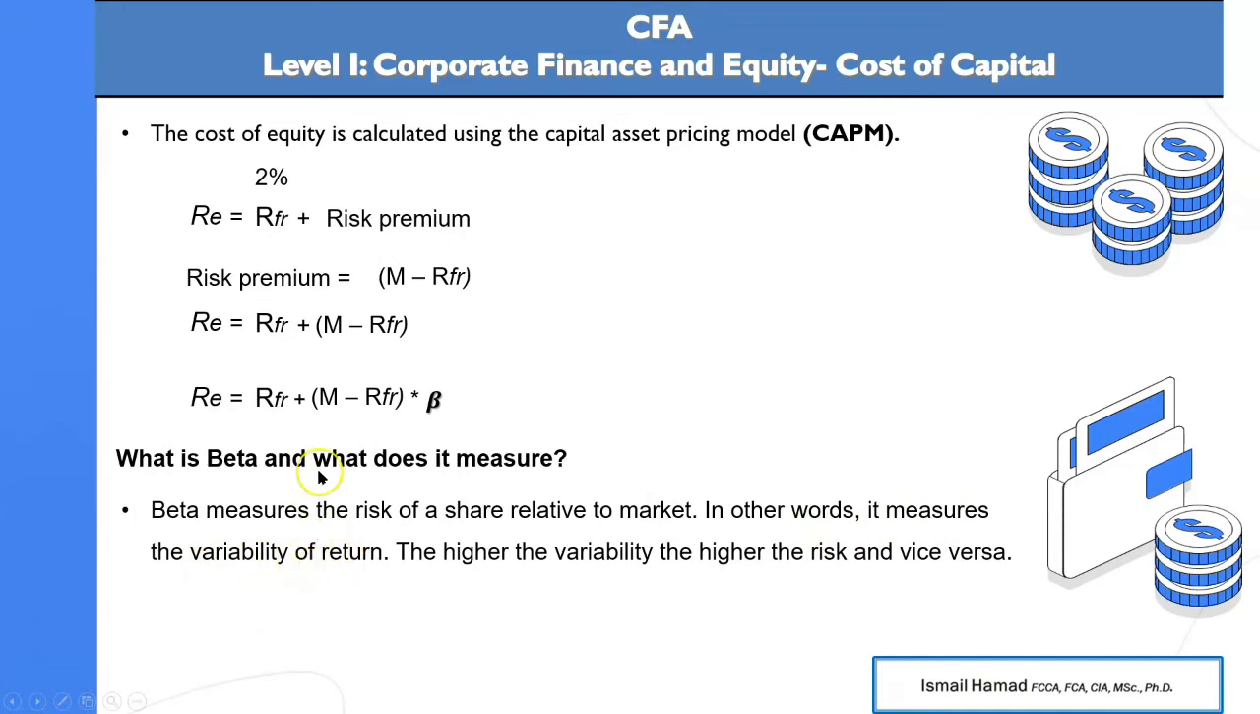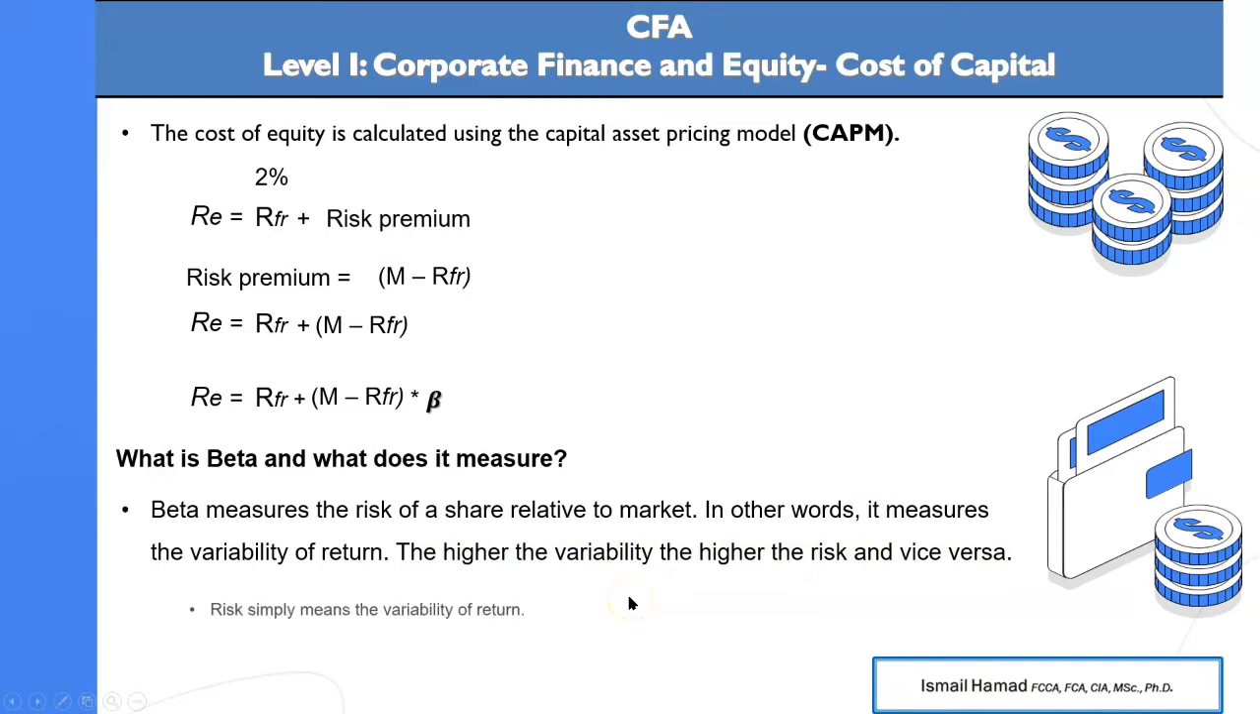It measures the variability of return, that means the daily return of the market. My share yesterday was $10, today is $11. That means it increased by 1. 1 divided by 10 means 10% return. The next day, it will vary again. This is the meaning of variability of return. The return keeps changing day after day. So we measure that variability, but against the market. The higher the variability, the higher the risk, and vice versa.